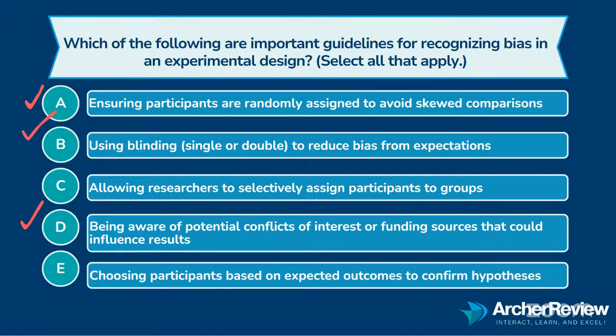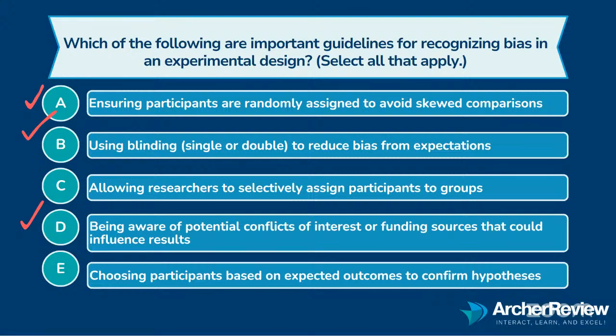B, using blinding, single or double, to reduce bias from expectations. Now remember, double blinding is that the researchers and the participants, neither one of them knows who's getting the treatment, who's getting the placebo. Single blinding means the researchers know, but the participants don't.